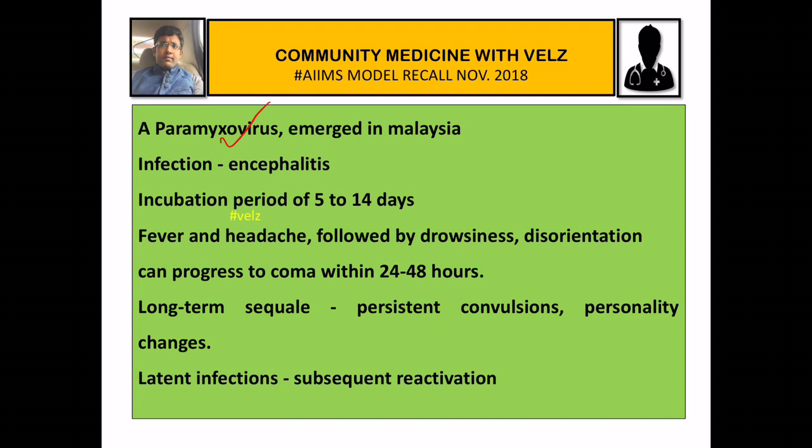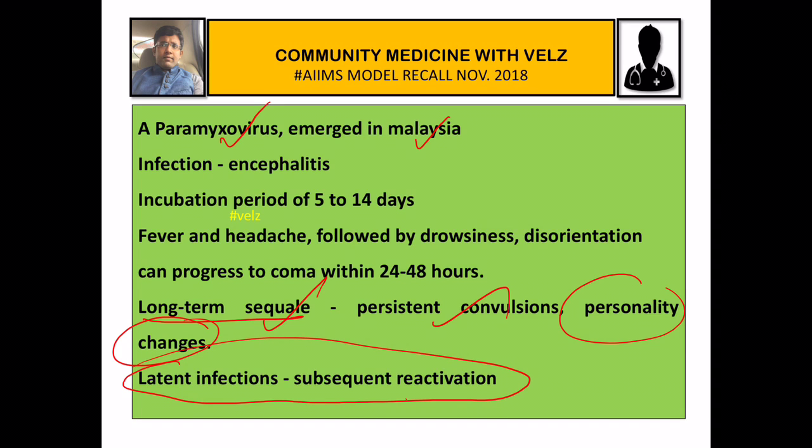So it is a paramyxovirus. It emerged in Malaysia. The long-term sequel of this is that it mainly leads to neurological complications like persistent convulsions and personality changes. Long-term, when it remains inside our body, it can result in reactivation later.